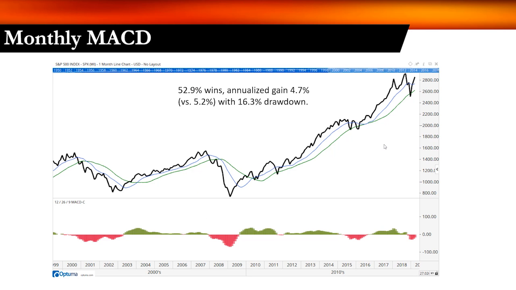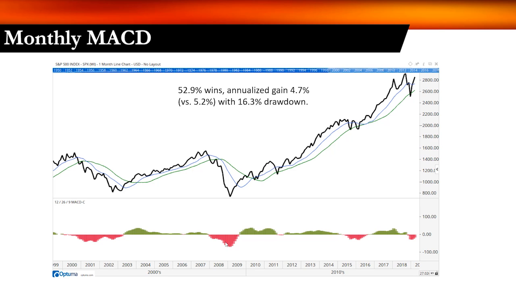This chart uses a monthly signal. So we have a monthly MACD. Let's say we get out completely when the signal is a sell. Here you have a 52.9% win rate. That's extraordinary for a trend following system. Of course, you're going to wait till the end of the month to take your signal. So you're not trading very often.